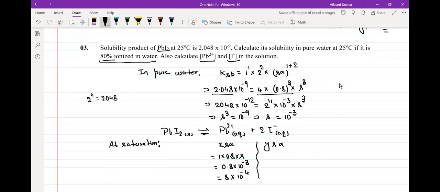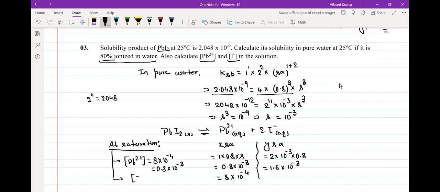For this thing, we are writing y is 2 into 10 raised to minus 3 into this is 0.8. So this becomes 1.6 into 10 raised to minus 3. So we are saying at saturation, we'll be getting Pb2 plus as 8 into 10 raised to minus 4, or we can also write 0.8 into 10 raised to minus 3, whatever will be in the option. And second thing is I minus will be double of that. Hai na?